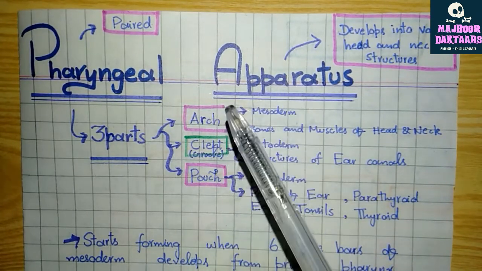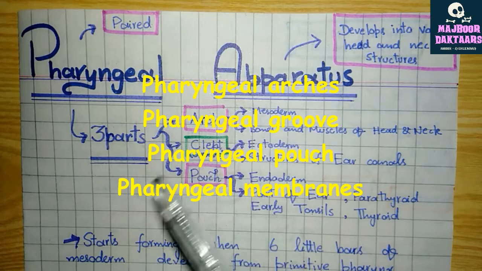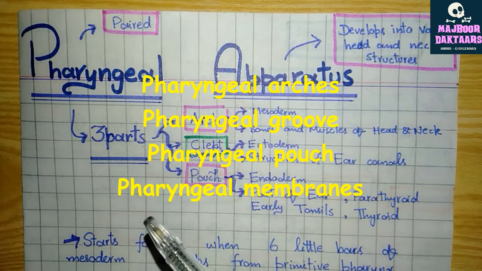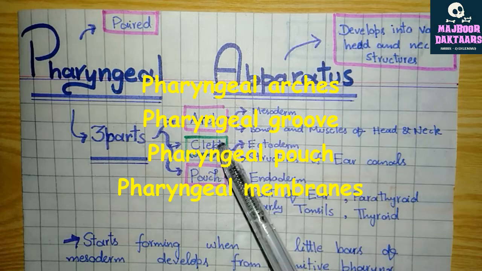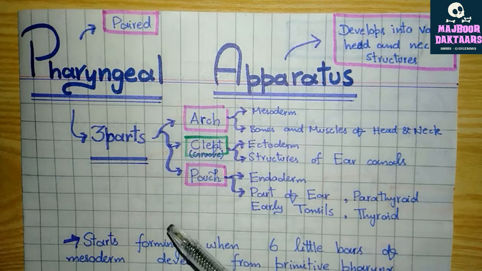We're going to talk about the parts of the pharyngeal apparatus, including the pharyngeal arches, pharyngeal grooves, and pharyngeal pouches. We're also going to talk about the pharyngeal membrane, and we are going to discuss all these concepts with a simple but informative diagram. So let's start.